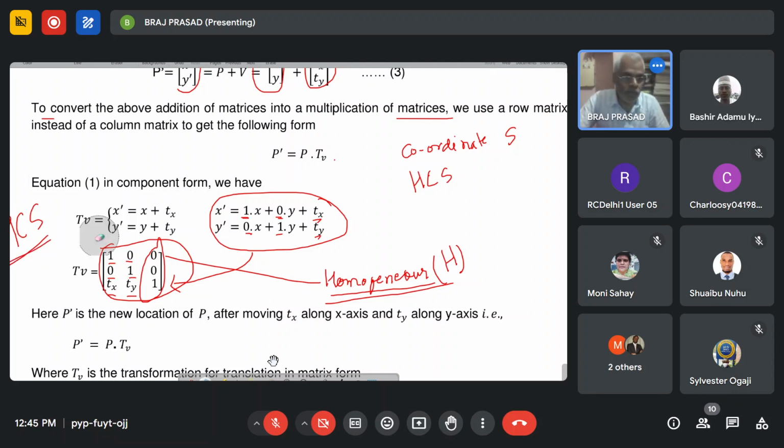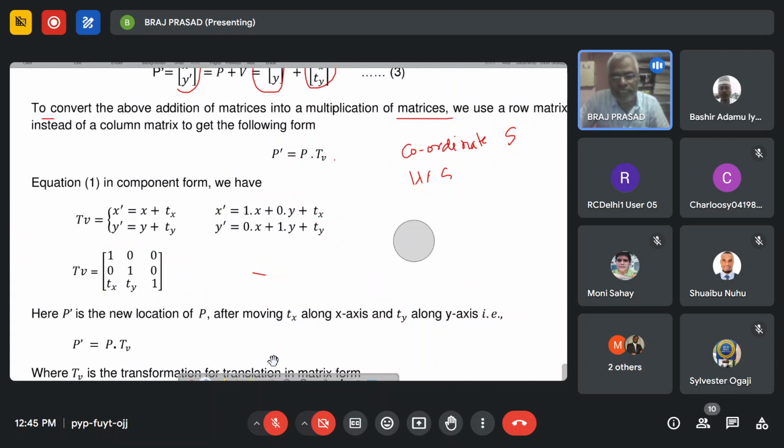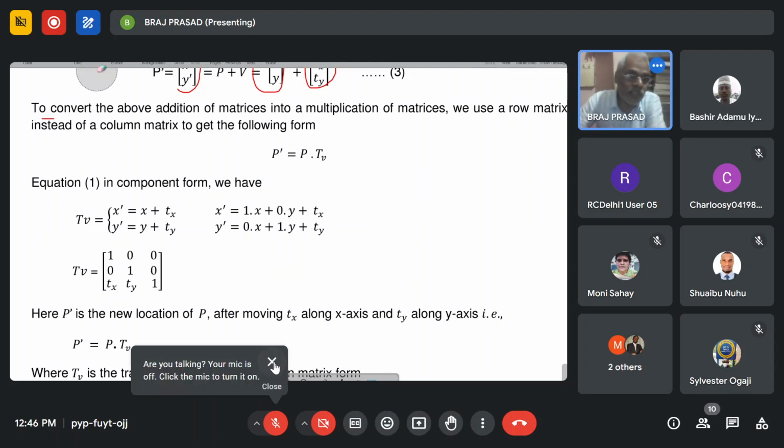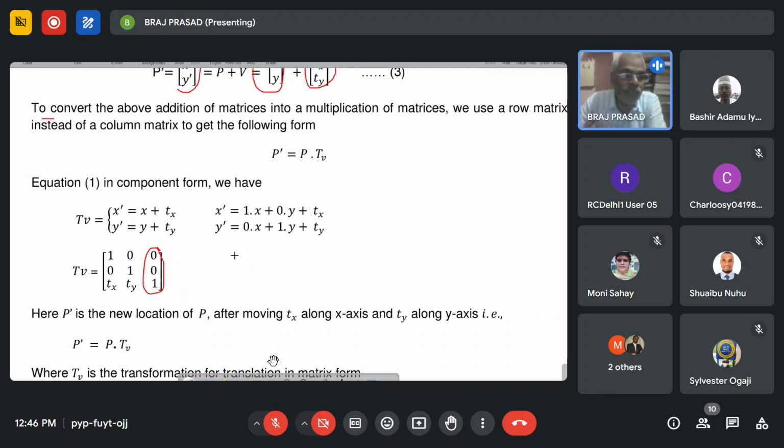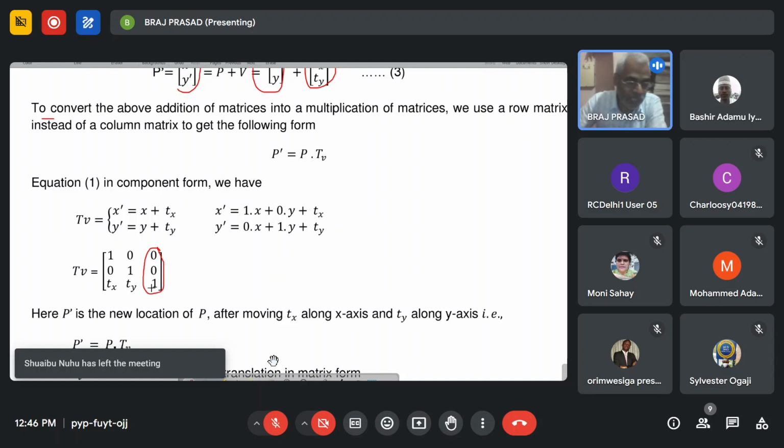This homogeneous coordinate system is introduced to make the calculation simpler. To make the calculation simpler, we add one more column, called the homogeneous column, and the value of this homogeneous column may be 0, positive, or negative.